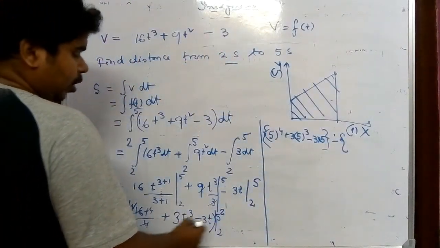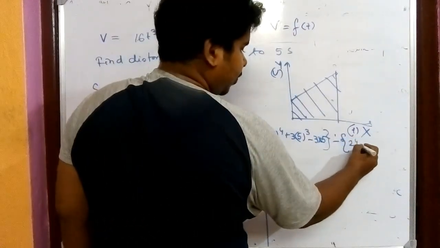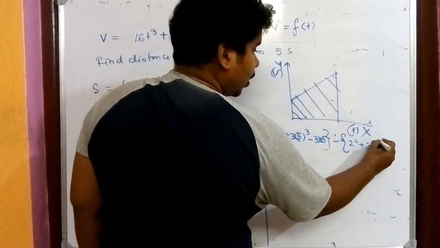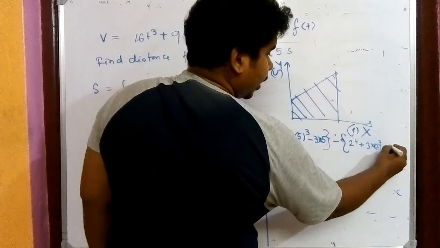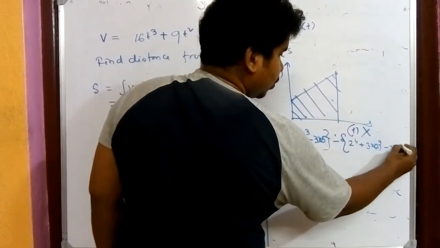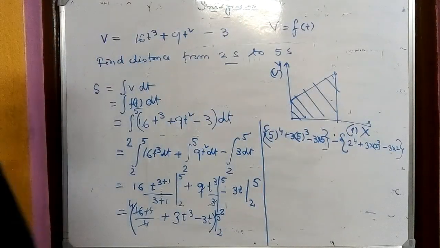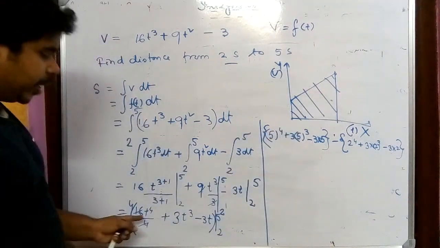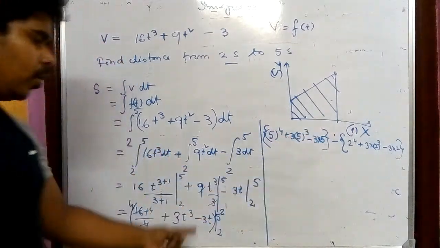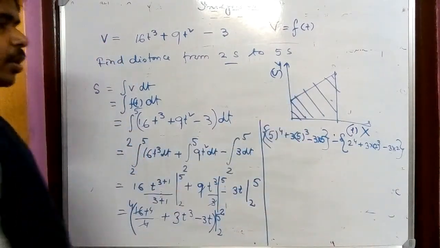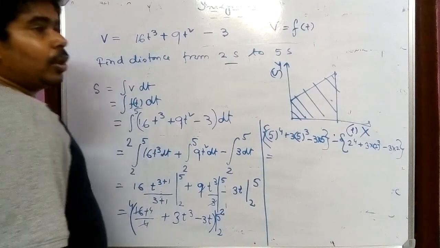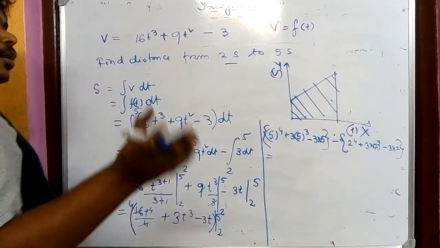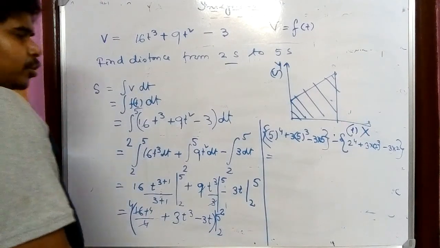Lower limit means 2 to the power 4 plus 3 into 2 to the power cube minus 3 into 2. Okay, so this is known as upper limit minus lower limit. Upper limit means in the place of t I have to write 5, and lower limit means we have to write 2. So 5 to the power 4, 25, 5s are 125, 125, 5s are 625.